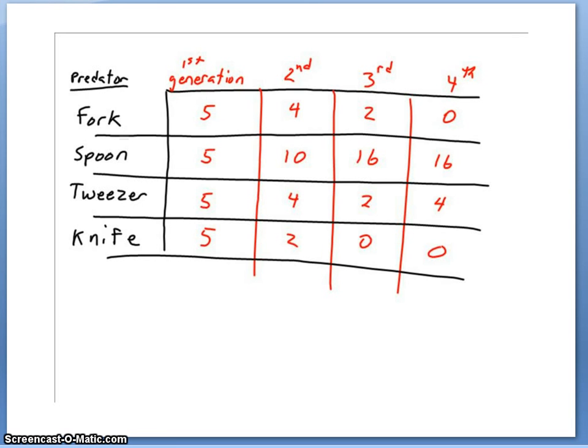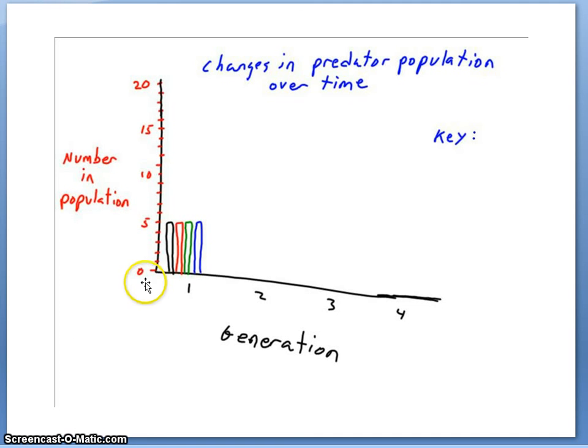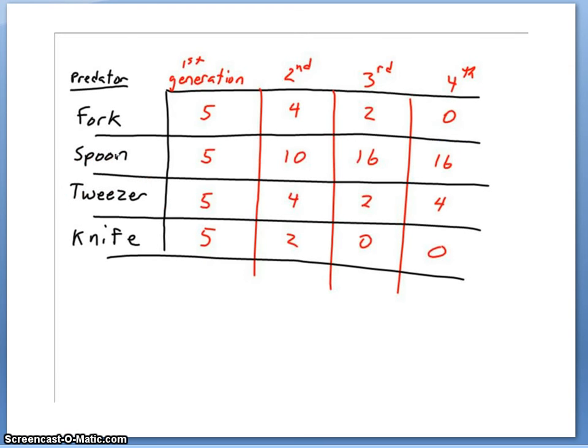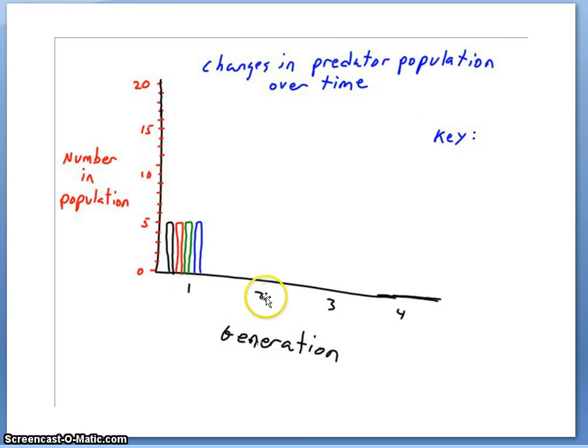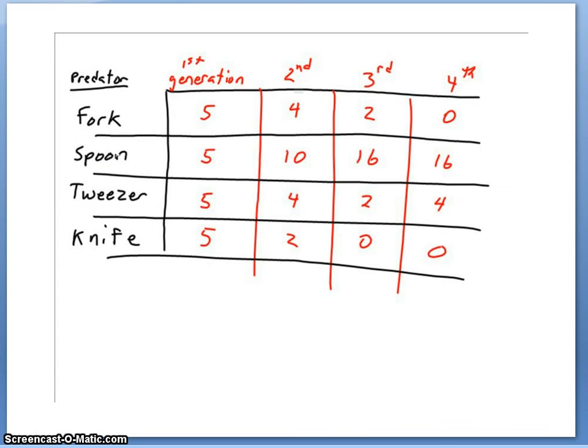Now, as an exercise, we could take this information and put it into a bar graph. The y-axis would be the number of individuals in the population. In the first generation, there were 5 of each type of predator. And then we could use the data in the table to construct the bars of the appropriate heights for the second generation, the third generation, and the fourth generation. And that would be a nice graphical display of the data in this table.